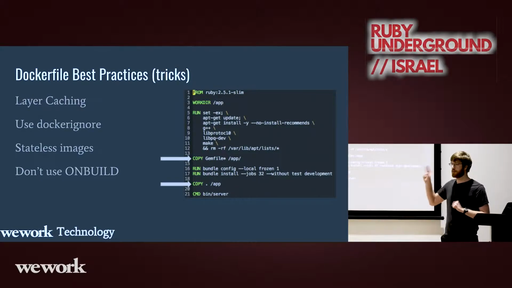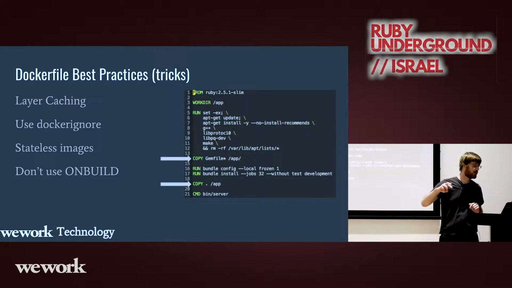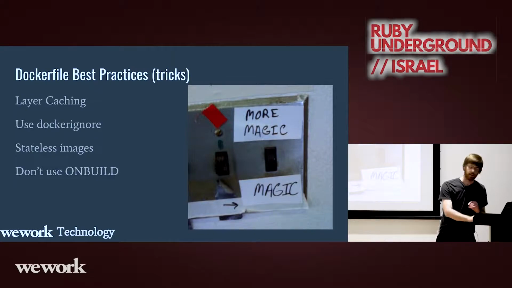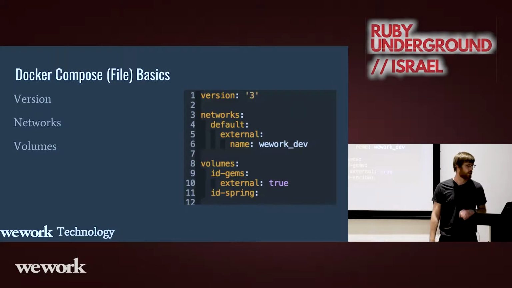The second thing is use dockerignore, because that makes it even faster. Stateless images, essentially. Also, from personal experience, I would say don't use on-build images. They're technically deprecated, and they do way too much magic. And we're Rubyists. We already have enough magic in the language as it is that we get surprised by on a regular basis. So don't do it. I don't know if you guys know about magic, more magic, but on-build is basically more magic.